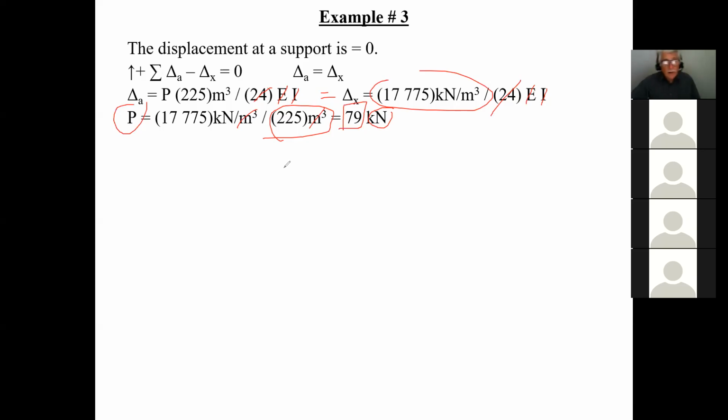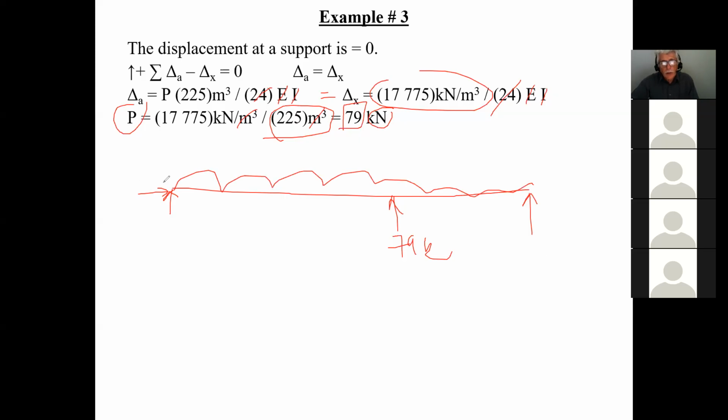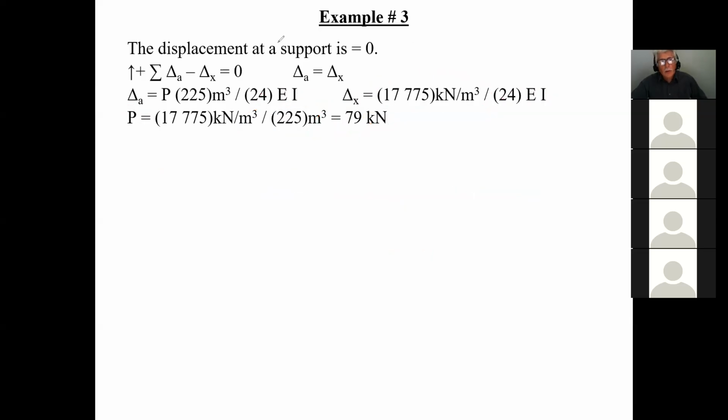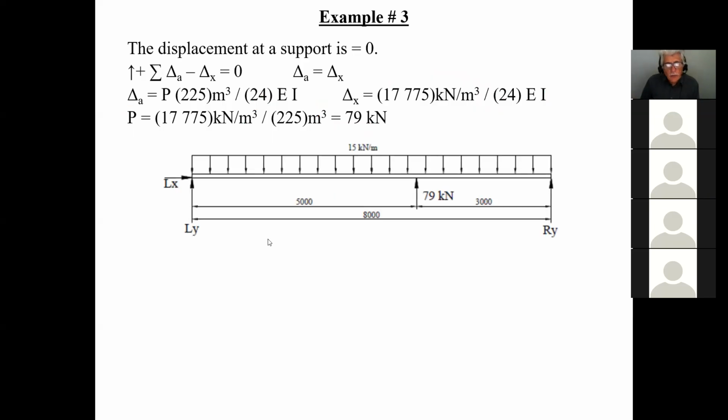And that's really nice. So right now, this is what happens. I have two unknowns there. This one now becomes known. This is 79 kilonewtons. And I have an unknown there, and of course a uniformly distributed load. Now I have three unknowns, and therefore I can use simple statics to finish solving my problem, because I solved for this unknown using the principle of superposition. So now this is exactly what I have: Lx, Ly, Ry, and of course I've solved this to be.